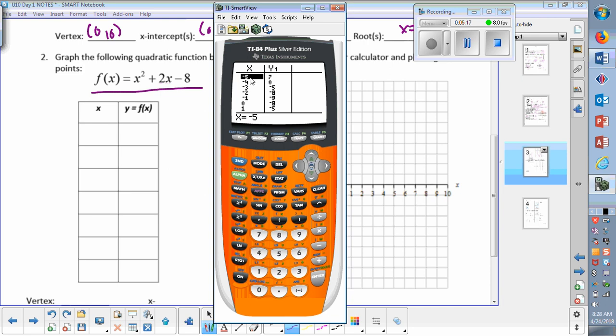Oh, we're going to start at -5. We're going to go all the way down until we get to +3. Now, there's not enough room in these boxes, so just bear with me. So I want you to look.